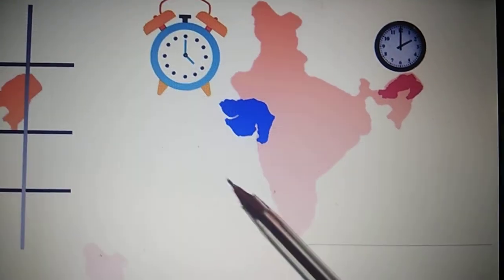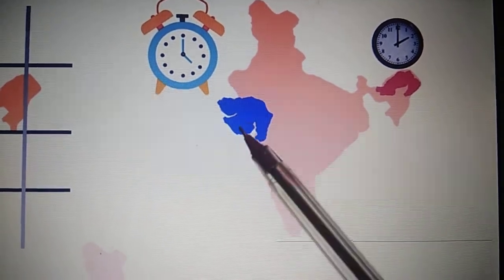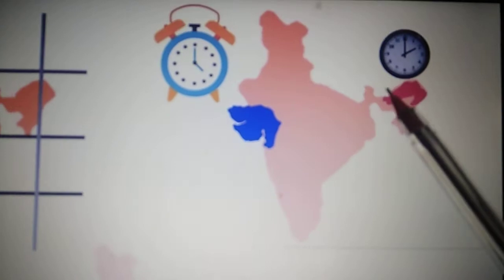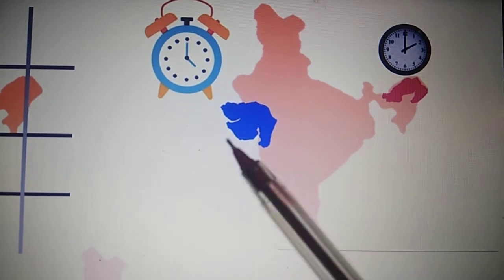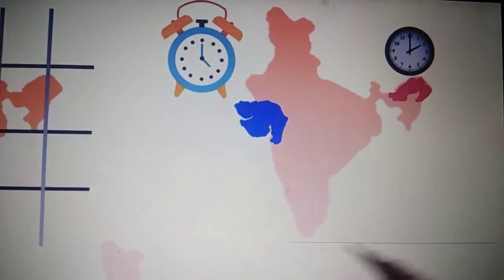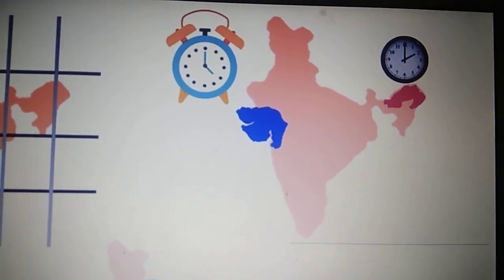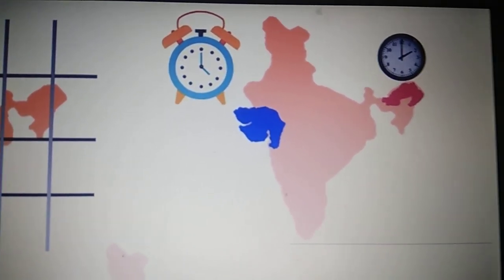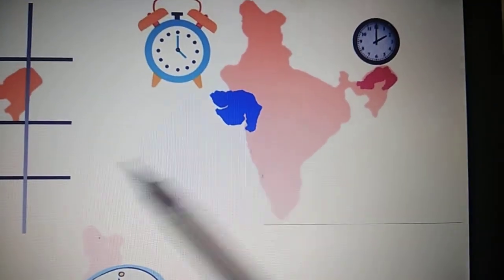Now, because we are one country, it is very difficult to set the timing. So we needed to have a common time for the entire country. Okay, and how will we choose a meridian which will give us a common time? Because there are 30 meridians passing through the country. If there is no common time, then it will be very difficult to plan the train schedule, aeroplane schedule, TV programs, or going to school or offices. Otherwise, every time we cross a meridian, we have to change our watches.